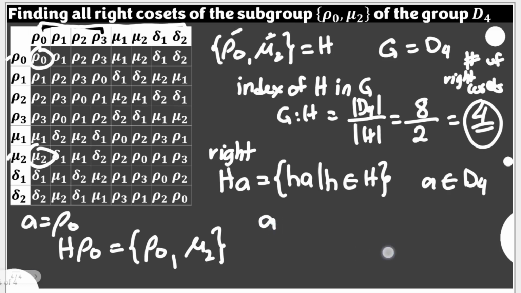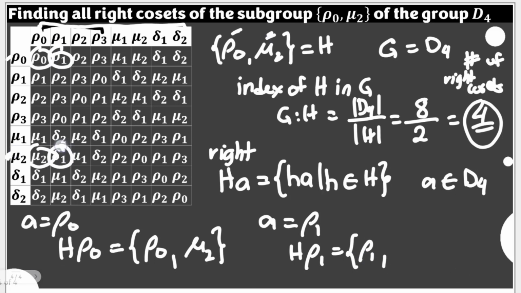Let's have the second right coset when we use the second element of D sub 4, which is rho sub 1. This means it's H rho sub 1. The first element of H is rho sub 0, so rho sub 0 and rho sub 1 is rho sub 1. Next, we have mu sub 2 and rho sub 1 here. That's actually delta sub 1.